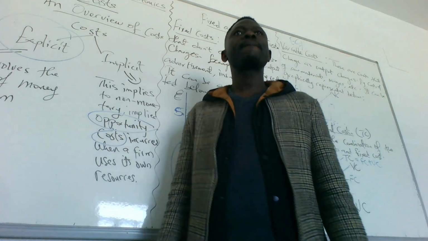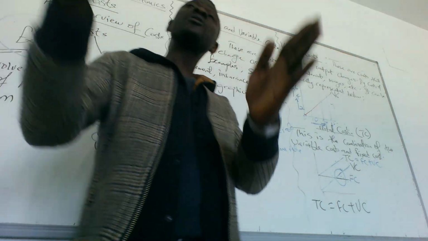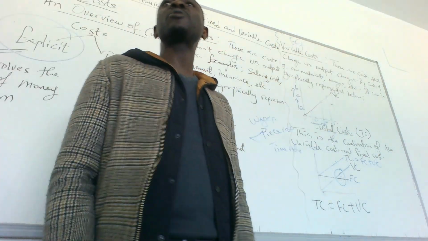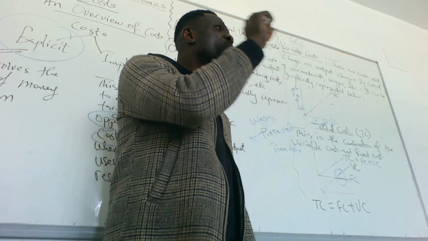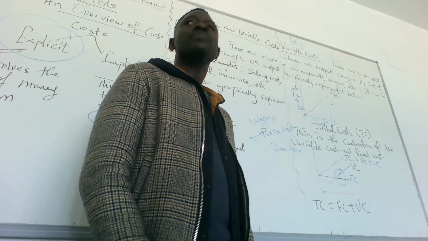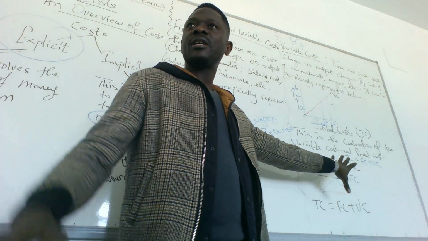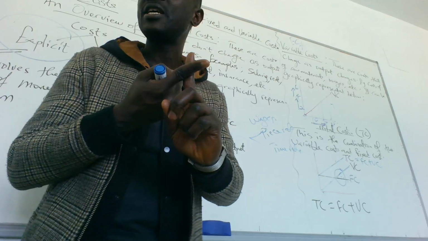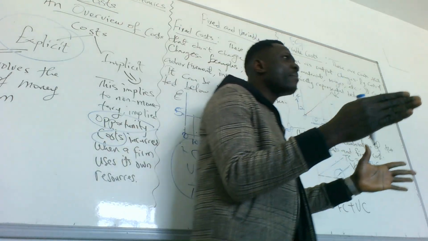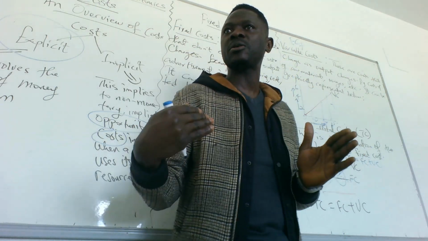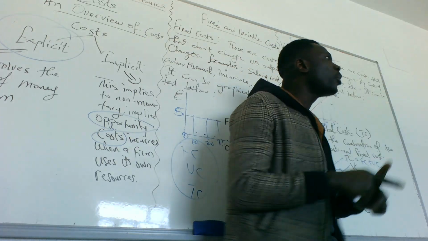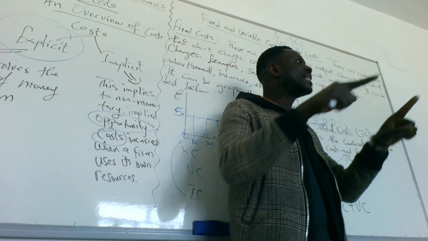What is marginal cost? Marginal cost, MC, is the cost of producing an additional unit of output. Total cost is the combination of your fixed and variable cost. A firm cannot incur only variable cost or fixed cost alone. You have to incur both costs. So they are combined costs.